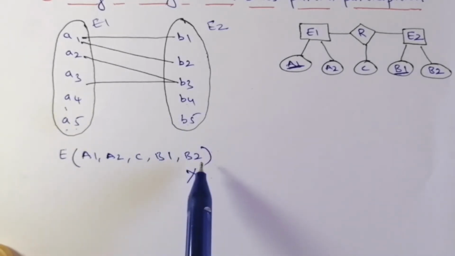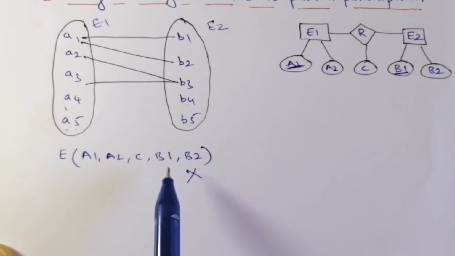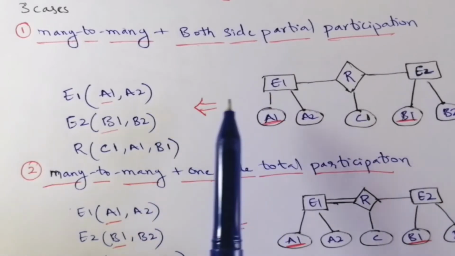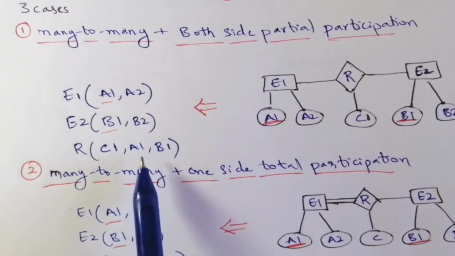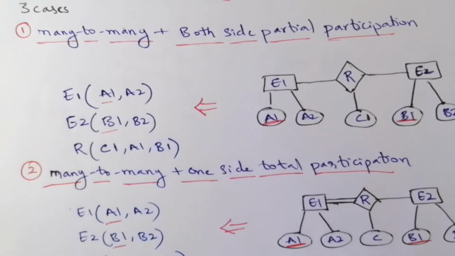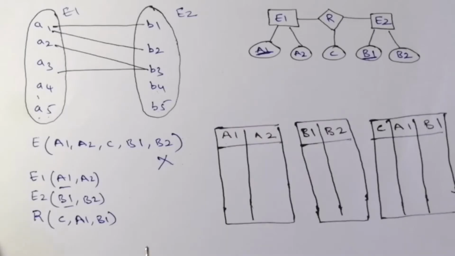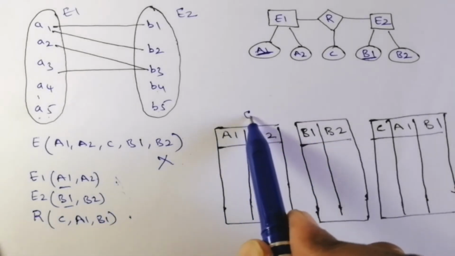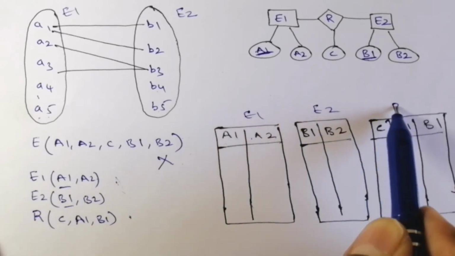This doesn't work. Let us take the true case and solve it, right? So what is the true case? We are going to divide into the three relations. Let us check this true case. So let us solve this particular true case. We have divided into three relations: one is E1, another is E2, another is R, right?